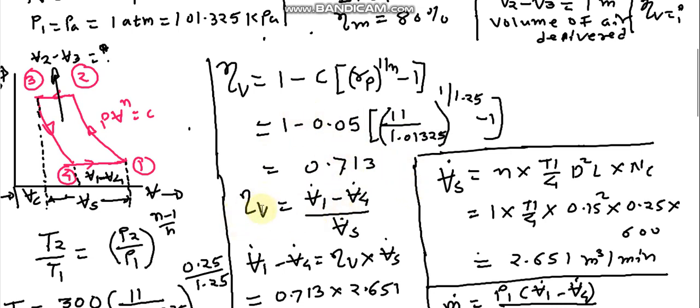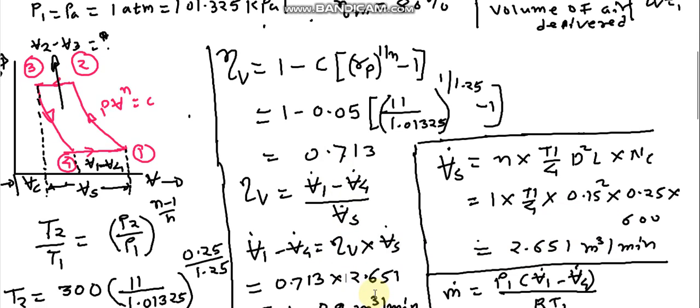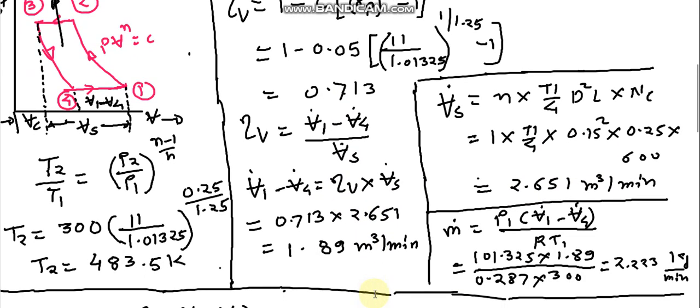Now volumetric efficiency is again the actual volume of air taken inside the cylinder divided by swept volume, V1 minus V4 upon Vs. So we know the volumetric efficiency, and we know the swept volume. Swept volume we calculated from this formula: V dot S equal to N into pi by 4 D square L into Nc. Now Nc equal to 1 because it's single acting, single cylinder. Putting the value of D and L, we get V dot S is 2.651 meter cube per minute. Now put the value of V dot S and volumetric efficiency 0.713, we get V1 minus V4.